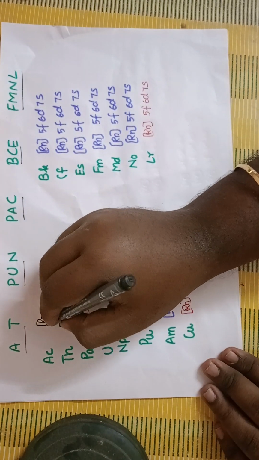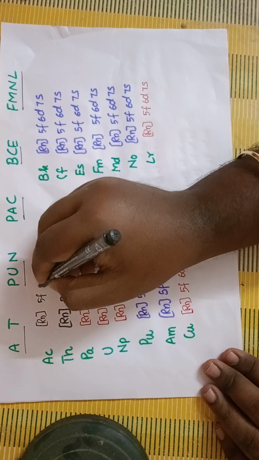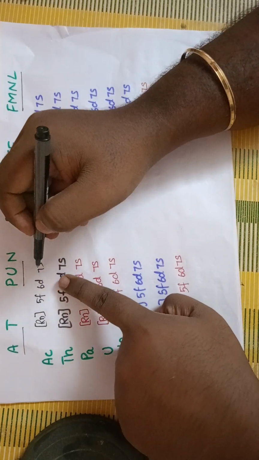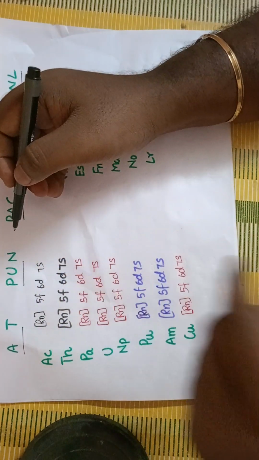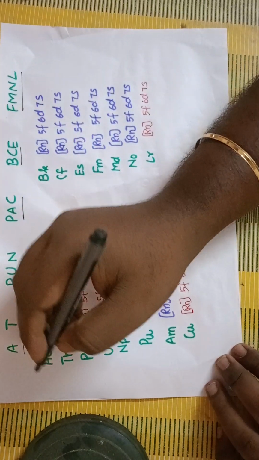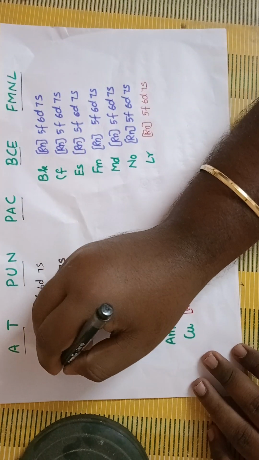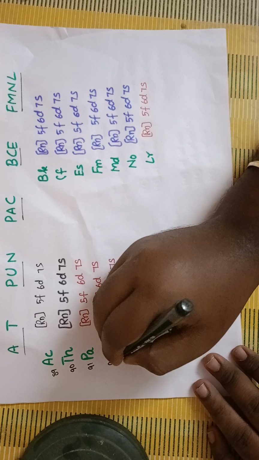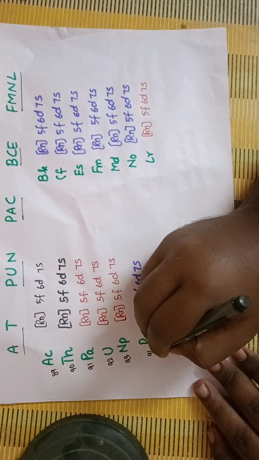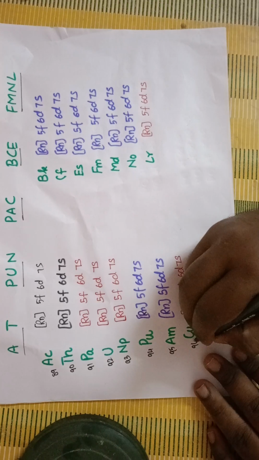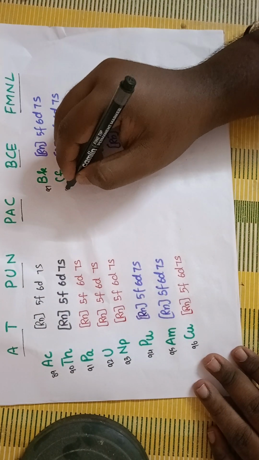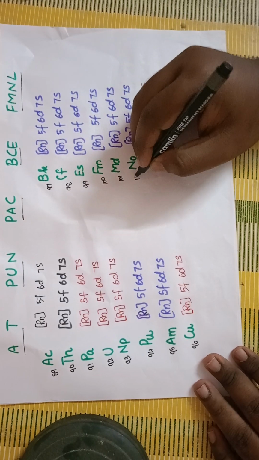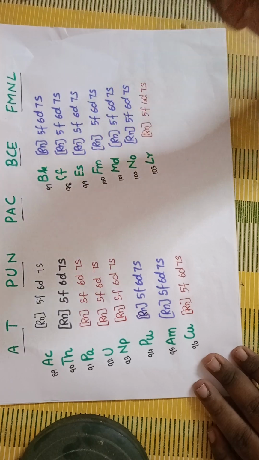So up to radon, 86 electrons are used, for 5f 6d 7s. Again the same thing: there it was 4f 5d 6s, here 5f 6d 7s. We only need to add 1 to the shell numbers. So actinium atomic number 89, thorium 90, 91, 92, 93, 94, 95, 96, 97, 98, 99, 100, 101, 102, 103.